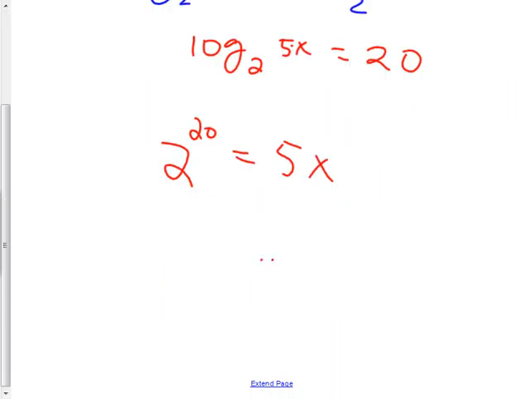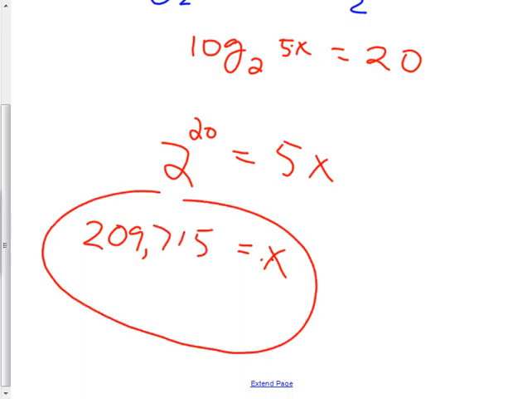Somebody take 2 to the 20th and then get the answer, and then hit divide by 5, and then what is it? It's probably E something. 209,000 and, is there more? Thank you. Okay. All right. There we go.